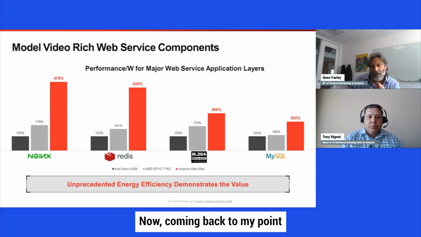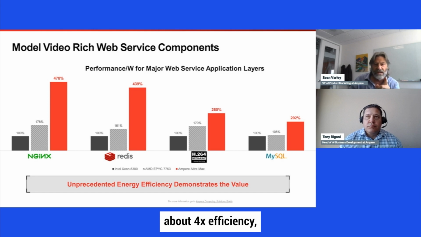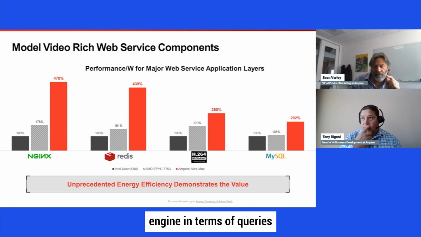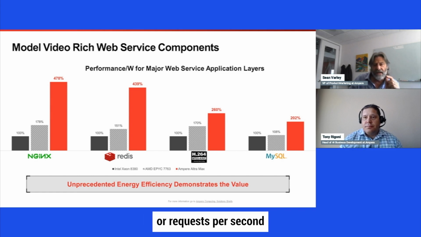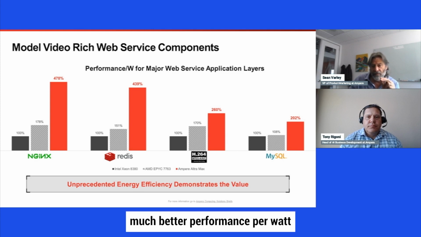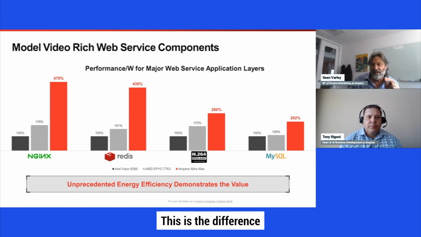Now, coming back to my point about 4x efficiency, what you're seeing in these graphs is performance per watt, which is the measure of that efficiency. How much am I getting out of my NGINX engine in terms of queries per second or requests per second per watt in the platform? And you can see here that in this example, we are providing almost 5x better performance per watt than comparable x86 solutions. This is the difference of using a cloud native architecture.